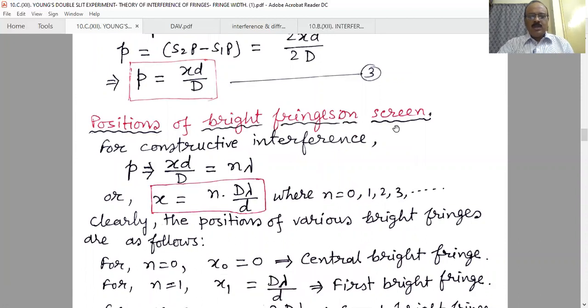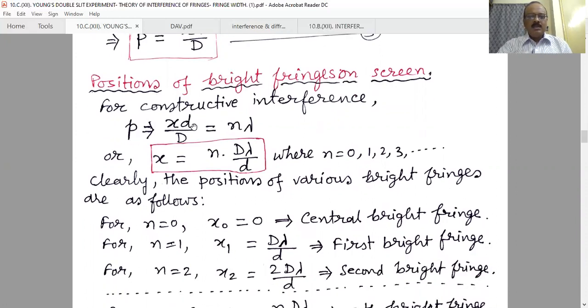And the position of the bright fringes. Now we know that the nature of the interference pattern, whether bright or dark, depends upon the path difference. For constructive interference, the path difference xd divided by capital D must be equal to n into lambda. Either the path difference will be zero or lambda or two lambda or three lambda, that is an integral multiple of lambda, then the two waves will meet at that point in the same phase. Therefore, constructive interference takes place.